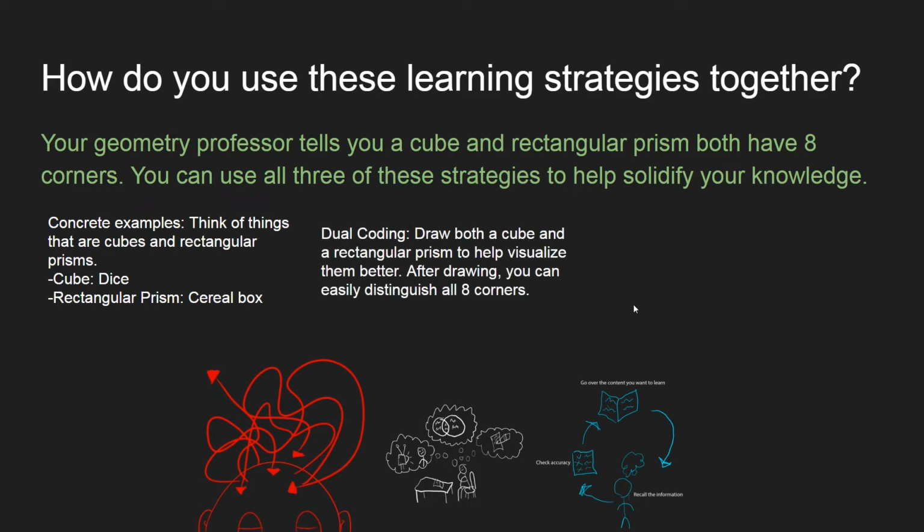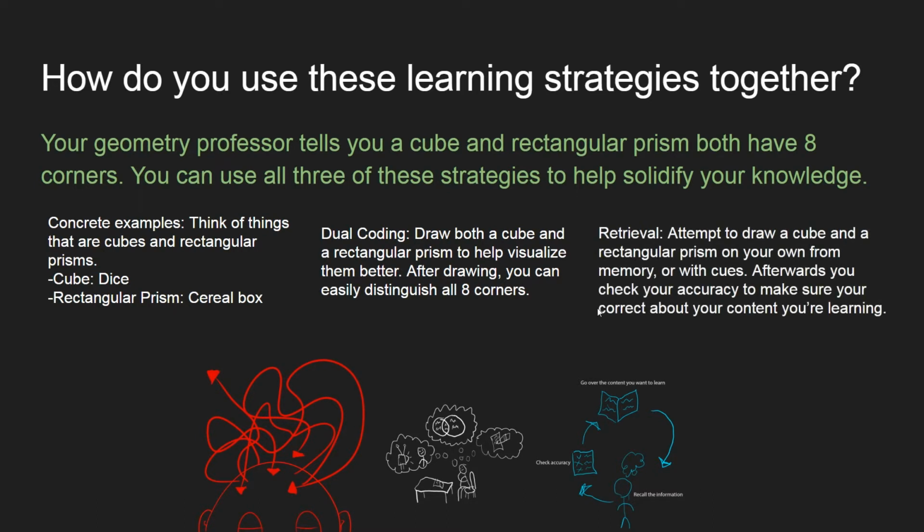When you use dual coding, you draw both a cube and the rectangular prism to help visualize them better. After drawing them, you can easily distinguish all 8 corners. And when you use retrieval at the end of using both of the other learning strategies, you can attempt to draw a cube and a rectangular prism on your own from memory or with cues. Afterwards, you check your accuracy to make sure you're correct about the content that you're learning. In this case, it's about cubes and rectangular prisms.